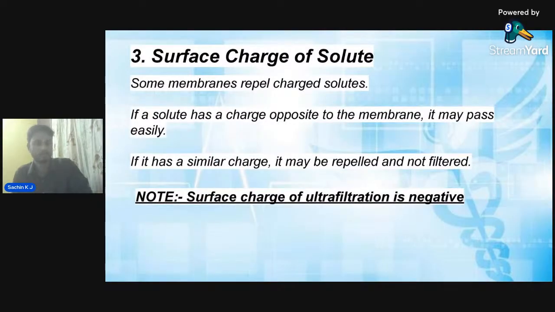Surface charge of the solute. In ultrafiltration, the membrane surface charge is negative. Whatever negatively charged solute is there won't be removed in ultrafiltration, according to the sieving coefficient factor. Some membranes repel charged solutes. If a solute has a charge opposite to the membrane, it may pass easily. If it has a similar charge, it may be repelled and not filtered. Note: the surface charge of the ultrafiltration membrane is negative.